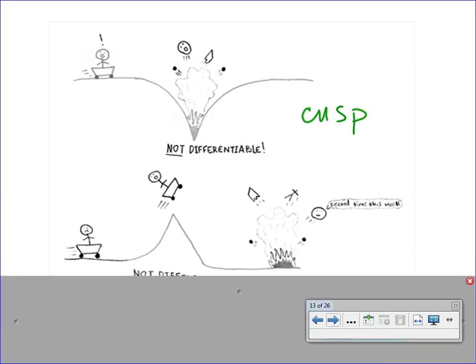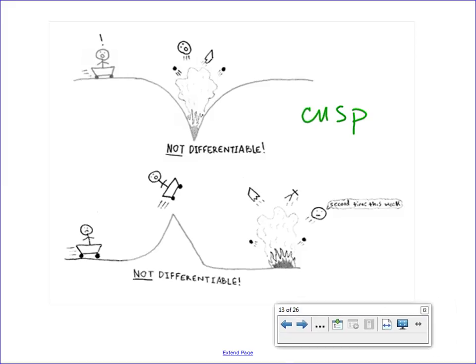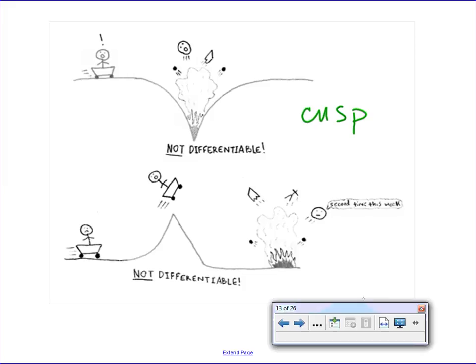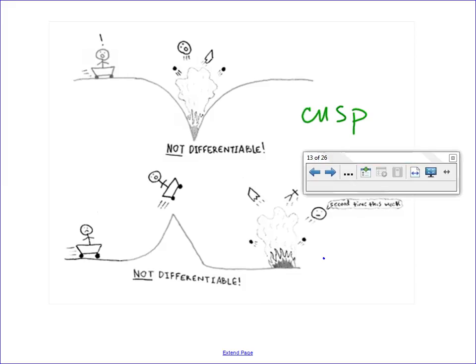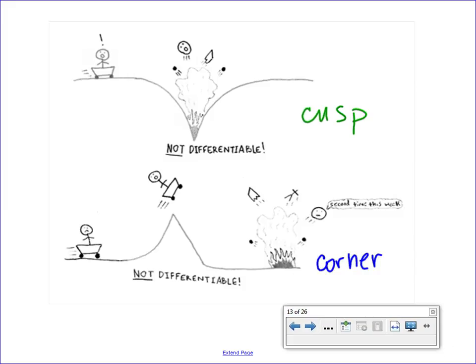versus an abrupt change in direction where the slopes are defined, right? The slopes are defined here. That is a numerical value, and yet they're different. So the overall limit of the slopes does not exist. Therefore, it's not differentiable. This is what we call a corner. In either case, the function is not differentiable.